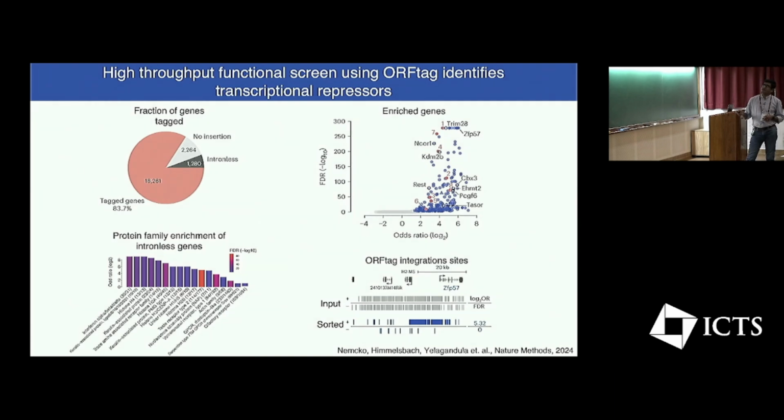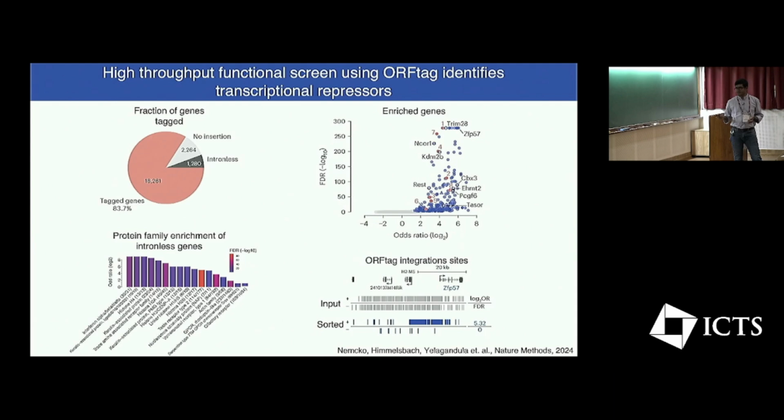So with this, here is the data. In the sorted population, we saw the enrichment of about 300 proteins. From that, around 100 proteins are KRAB zinc fingers. Also, I highlighted some of the already well-characterized heterochromatin or silencing proteins in this plot.